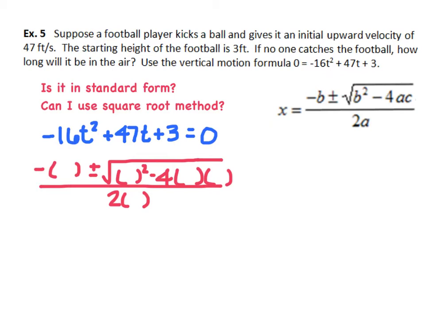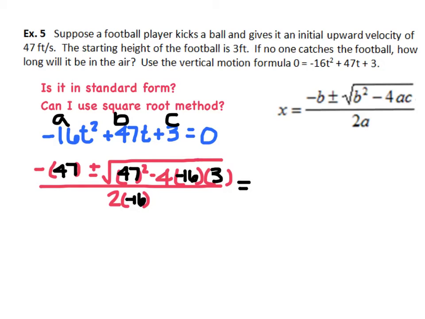Is it in standard form? Yes. Can you use the square root method? No, because you have a bx. So notice we're going to go ahead and plug this in. My a value, b value, and my c value. My b value is 47, so that goes in the first two parentheses. A value is negative 16. C value is 3. A value goes down at the bottom in the last parenthesis.